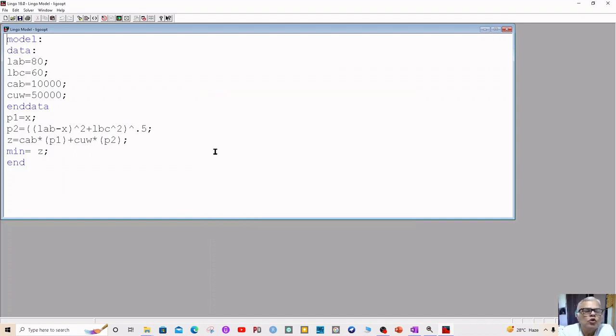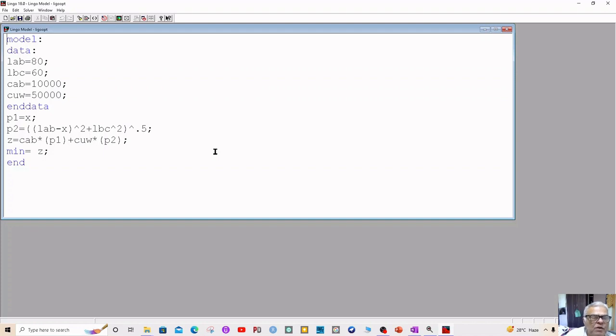Normally, Lingo is a programming language. It is written in the form of a model. You need to have model followed by colon and end. In between, all the commands will come. Some of the constants will appear between data, semicolon and end data, which are length of river, width of the river, cost of laying pipeline along the bank and cost under the water.